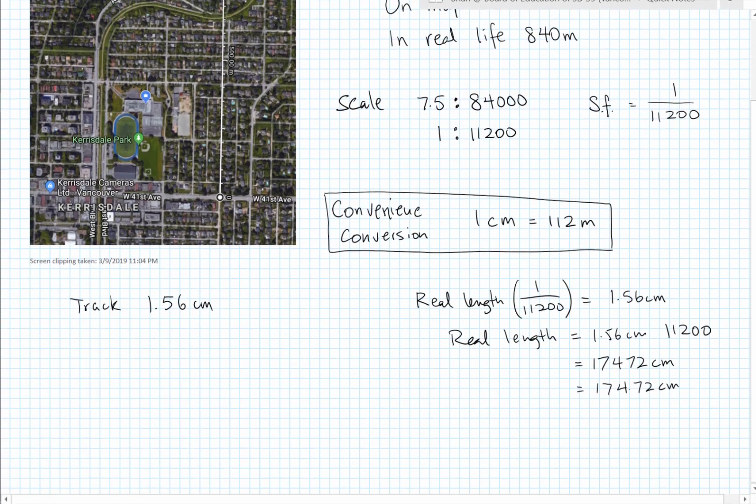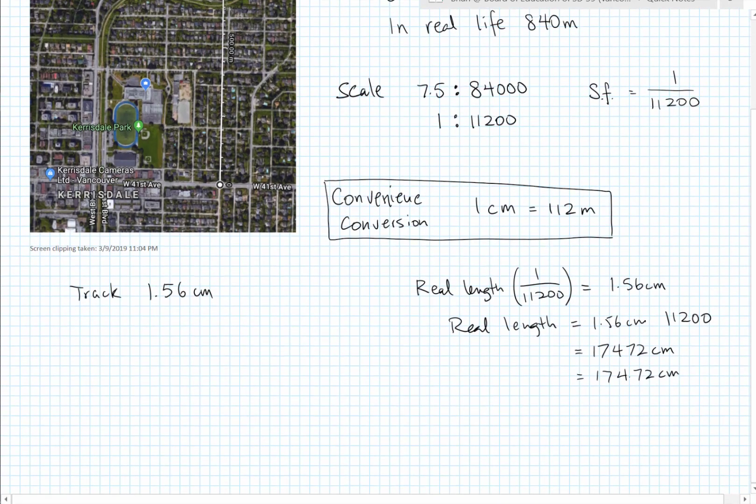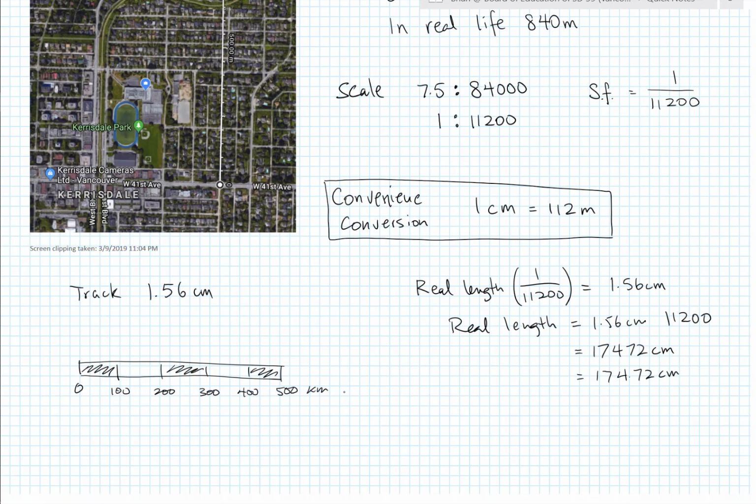Now, you may also see another type of conversion factor, or a conversion image, if you like, on some maps. And again, it's a convenience conversion. It's going to look something like this. You might have part of this shaded in like this, and you have 0, 100, 200, 300, 400, let's say 500 kilometers. So this would be a much smaller scale, a much bigger reduction. But again, this is not a scale. This is more of a convenience factor.